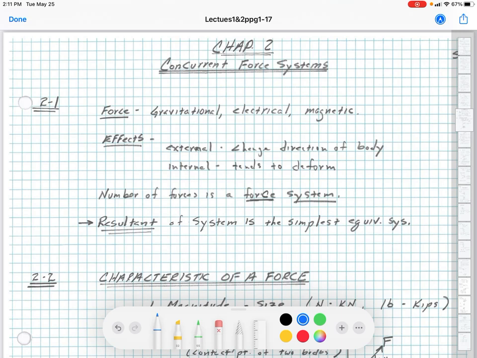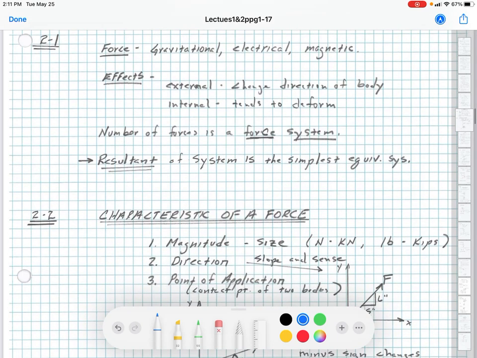So I want to talk today. We talked last time a little bit about mass and force, what the difference between them was, and now we're going to talk about the fact that force, whether it's gravity or magnetic, whatever, has effects on a body. It can change the direction or the way something's moving. It can also deform the body.